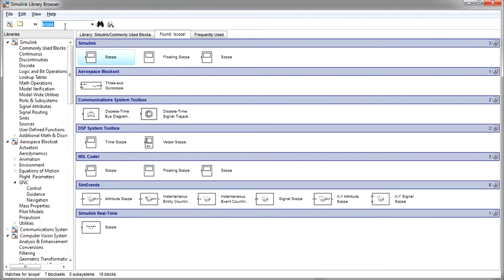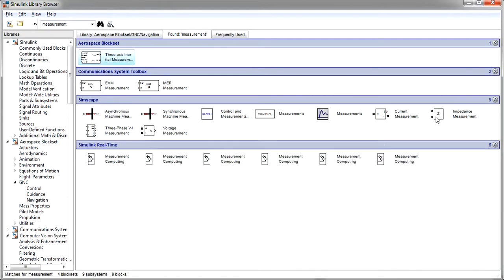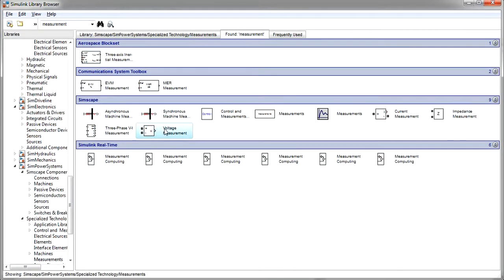And then we need measurement blocks. For voltage measurement we need the voltage measurement block, one for input and one for output, so I am taking two voltage measurement blocks. And after that, finally, the powergui.